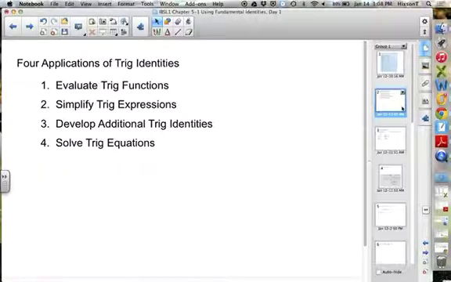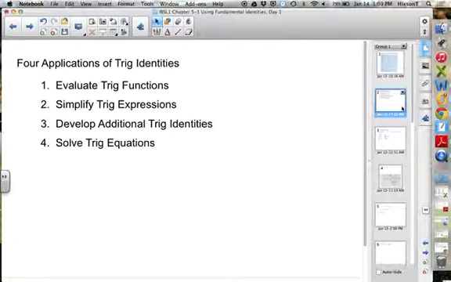For example, what do you do when you have sine of the sum of two angles, or the difference of two angles, or something like that? We can develop other identities using our fundamental trig identities. Also, solving trig equations, probably the most significant of the applications, actually being able to solve for angles and things, is where we're headed towards the last quarter of the chapter or so.